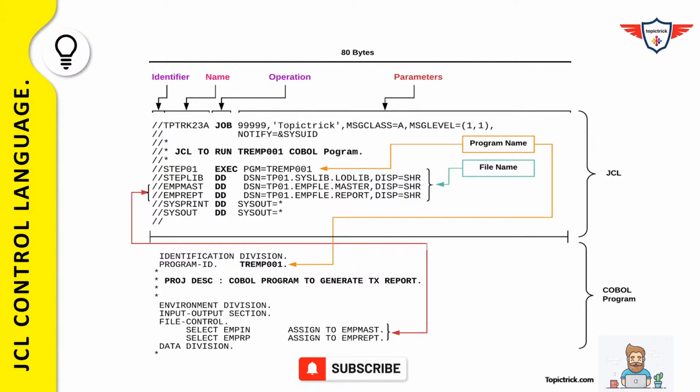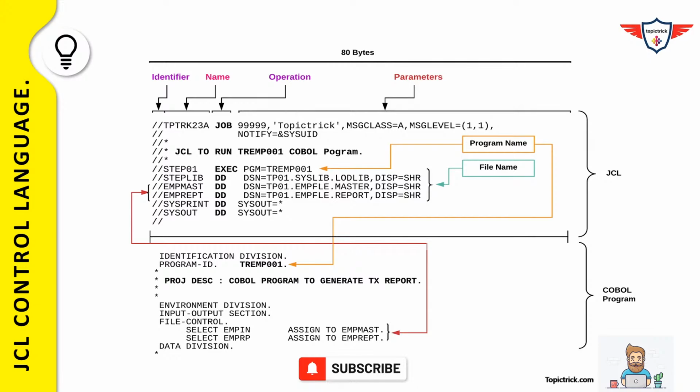The job card is used to specify information related to the shop. The next three lines are comments, which I specified just to inform what this JCL is doing. I've mentioned that it is a JCL to run the TREMP001 COBOL program. After that you have an execute statement, which is the beginning of a step of that particular job. I've specified the step name as STEP01, EXEC PGM=TREMP001.